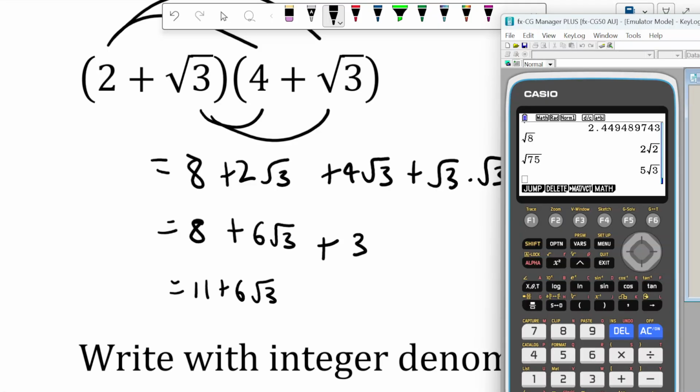And conveniently, your calculator can do calculations like this. So if you get 8 plus root 3, and then if you do 4 plus root 3, we should get 11 plus 6 root 3. Sorry, my bad. That should have been 2 plus root 3 for the first bracket. Always good to double check your answers. There we go, 11 plus 6 root 3.